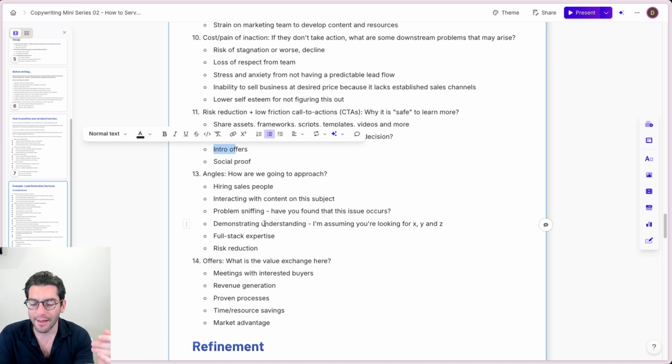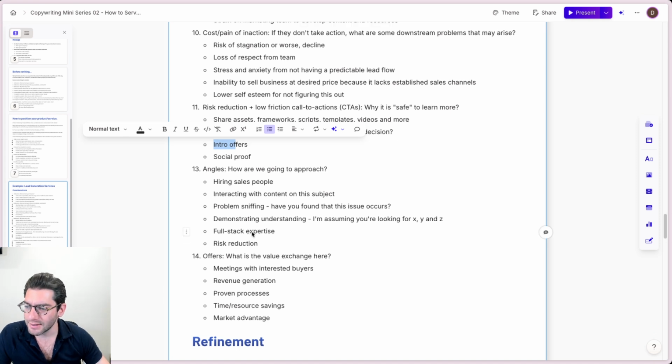An example of that would be: have you found that this issue occurred? Have you found that, month after month, you're looking for sales opportunities and you're kind of struggling to get the lead flow you need to generate enough business to maintain payroll the following month? That might be a granular issue. That's sniffing out; you're trying to sniff out a problem here. Demonstrating an understanding: I'm assuming you're looking for X, Y, and Z. How do I know that? Because I did some research on you. So these are all viable angles.